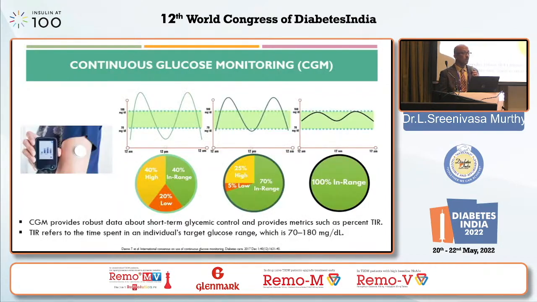So how do you look at this or diagnose? Obviously through CGM. I'm sure you've been undergoing a lot of training, including workshops on CGM in Diabetes India today and yesterday. CGM clearly provides robust data about short-term glycemic control, and it gives metrics in percentages. That's the only confusion we have, and of course now most of us are used to it. Time in range refers to the time actually spent by the patients in the target range, that is 70 to 180 milligrams. So 70% of the time in a given 24-hour cycle, they have to be in that range of 70 to 180. That's called time in range.